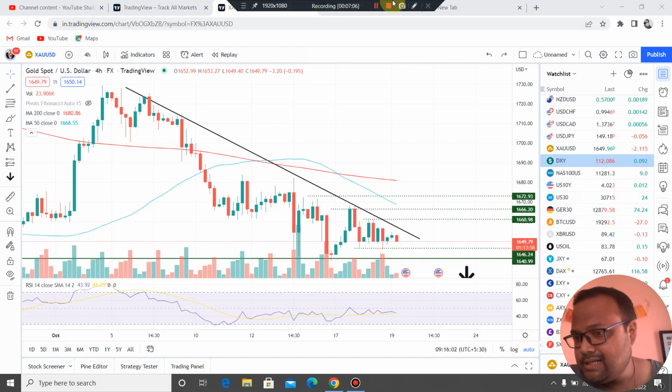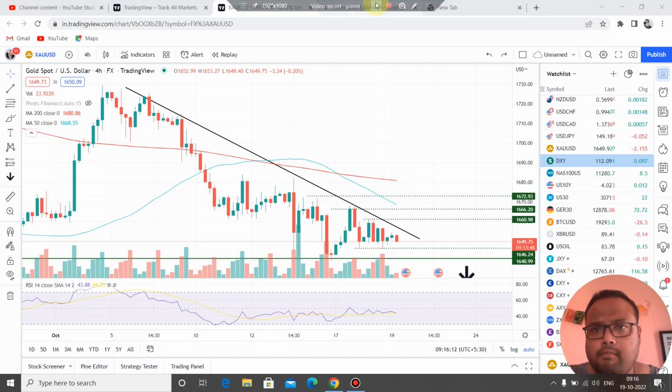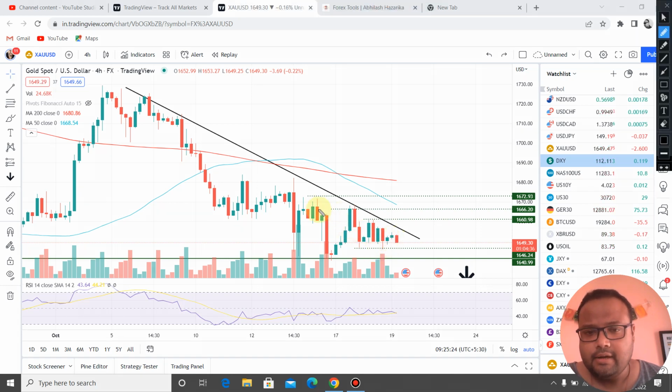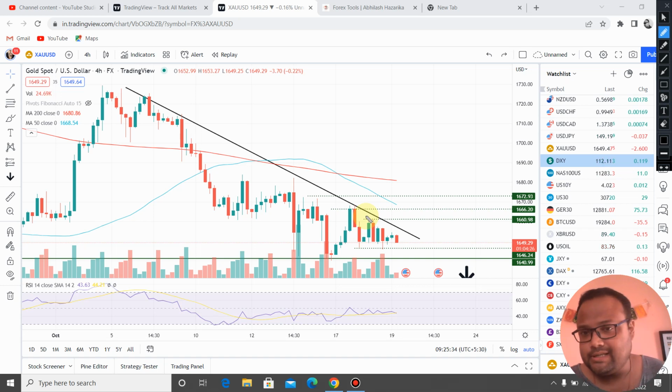So let's discuss the other levels on the chart of gold. In case the market goes up from here, let's say during the European session or US session, if we see an upside on the chart of gold, and if market breaks the trend line here, because the trend line is the first resistance, then the first resistance will come around 1660 to 1661 again. This is the first resistance here.